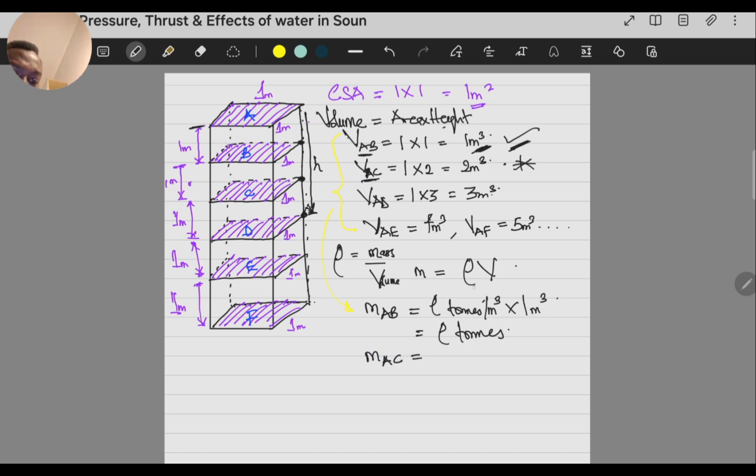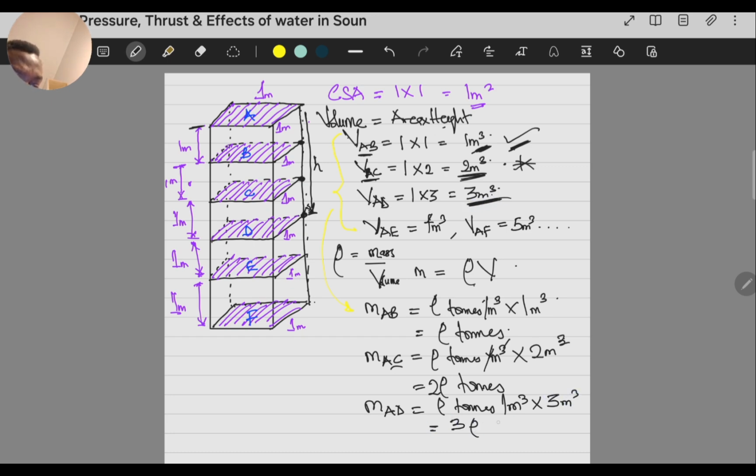So the density is density tons per meters cubed, and the volume is 2 meters cubed. So meters cubed cancels meters cubed. So we have MAC to be density tons, and there's two density tons. Okay, now MAD should be density tons per meters cubed times, this time around, AD is 3 meters cubed. So we have it as 3 density tons.